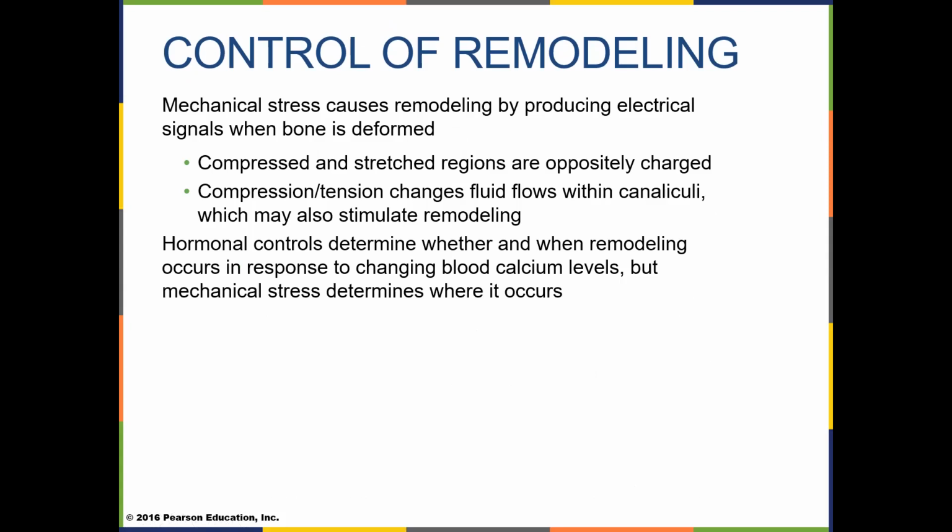Mechanical stress works through the generation of electrical signals when our bone is deformed, if you will, as they say here. When we are applying force to a bone, it is altering the shape of the bone. That creates an electrical signal to stimulate bone deposition and bone growth. So, mechanical stress tells us where to grow new bone. Hormonal control is regulated, but mechanical stress tells us where to do it.